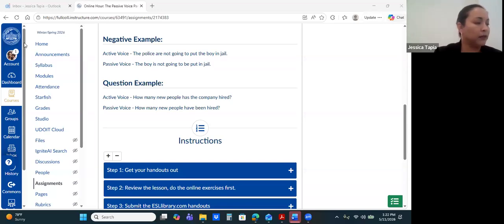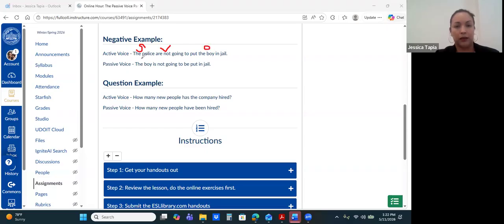The passive voice in the negative, it's the same thing. We're just going to include a not in there, right? So the active voice is: the police are not going to put the boy in jail. So we've got the police, that is our subject. Our verb is are not going to put, and the boy is our object.